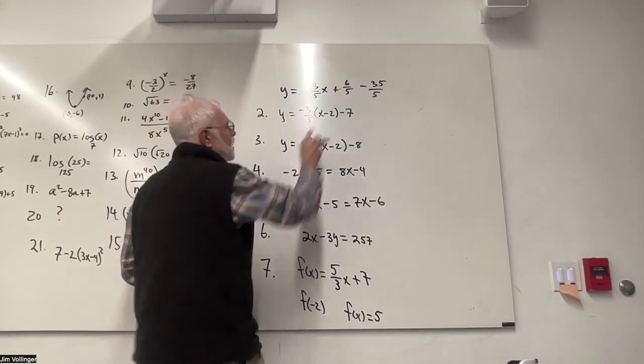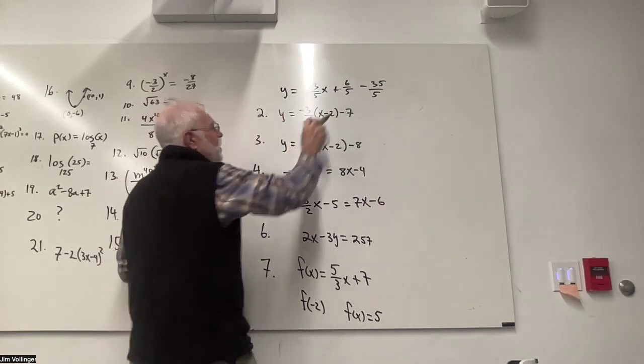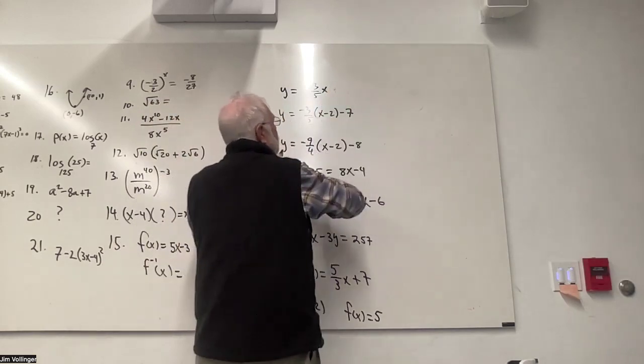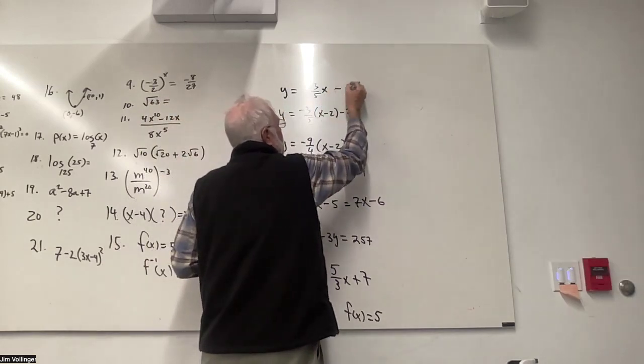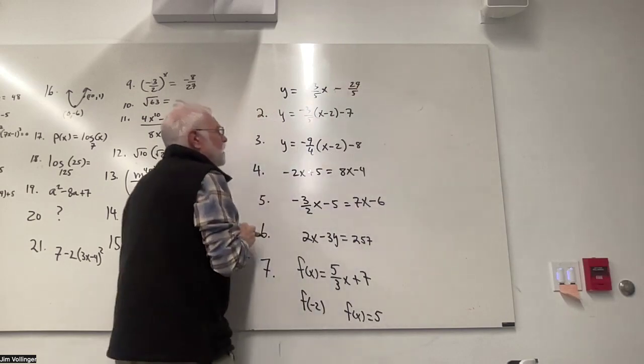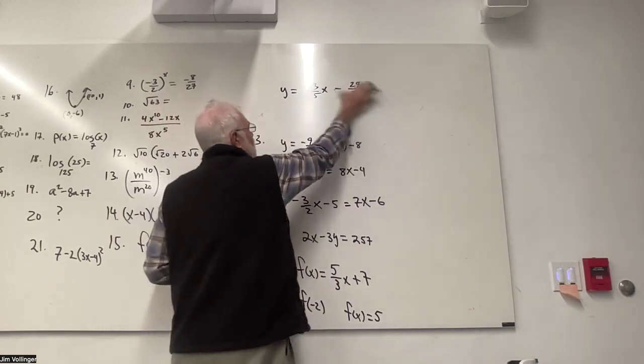So what does this become? 6 minus 35 is -29/5. That becomes -29 over 5. All right, so that was problem number 2.